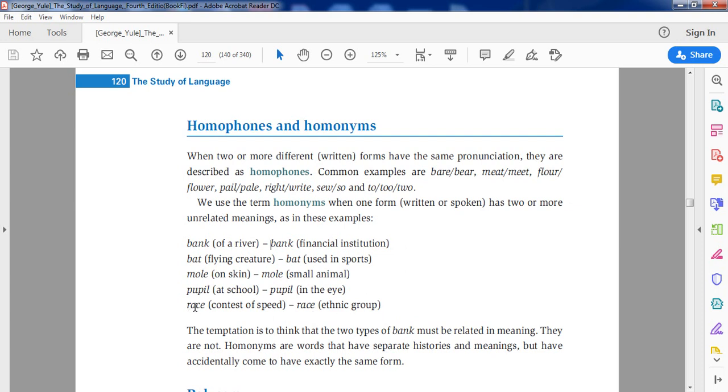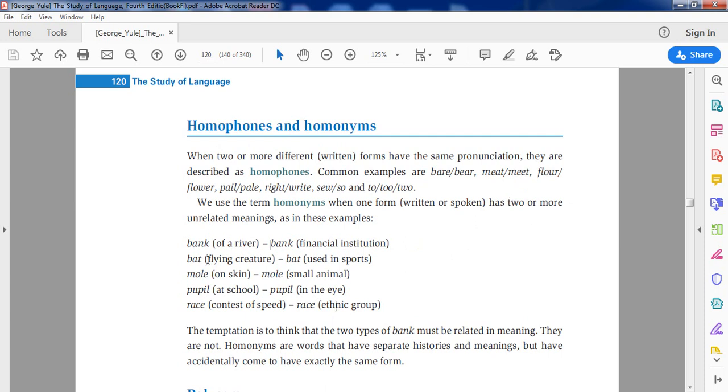For example, here, race. For example, car race. And race, or racism. There's a violence in the United States because of this race, there's a differentiation in race, racism. So, the same form with two different, unrelated meanings. There's no relation between car race and ethnic groups. There's no relation in meanings. So these are homophones and homonyms.